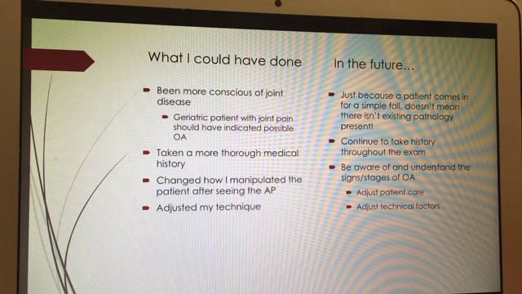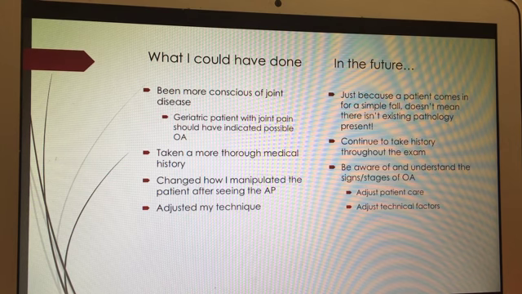So, for example, in this situation, when I noticed that there was a pathology present, I should have asked the patient if she had a history of osteoarthritis, which would help me in my patient care as well as adjusting my techniques. And by being aware of and understanding the signs and stages of osteoarthritis, I can adjust these techniques.